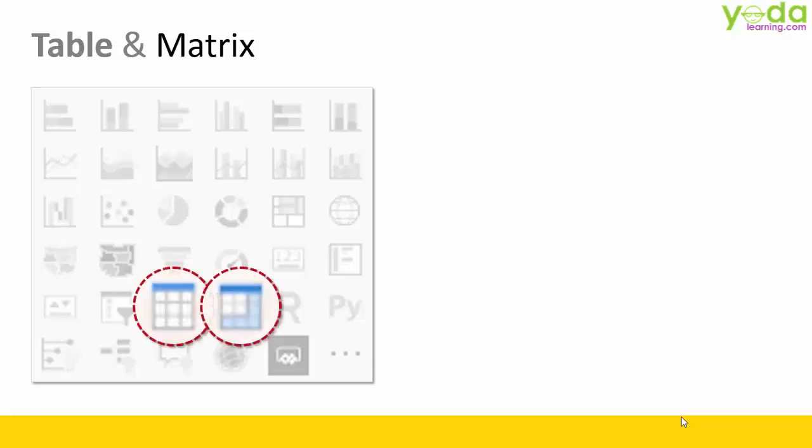Hello and welcome everyone. In this short video, I will extend your knowledge of matrix to table. And I hope you remember which of these two icons are table. Yes, you guessed it right. The first one is table and the second one, which we have discussed extensively in other two videos, are matrix.